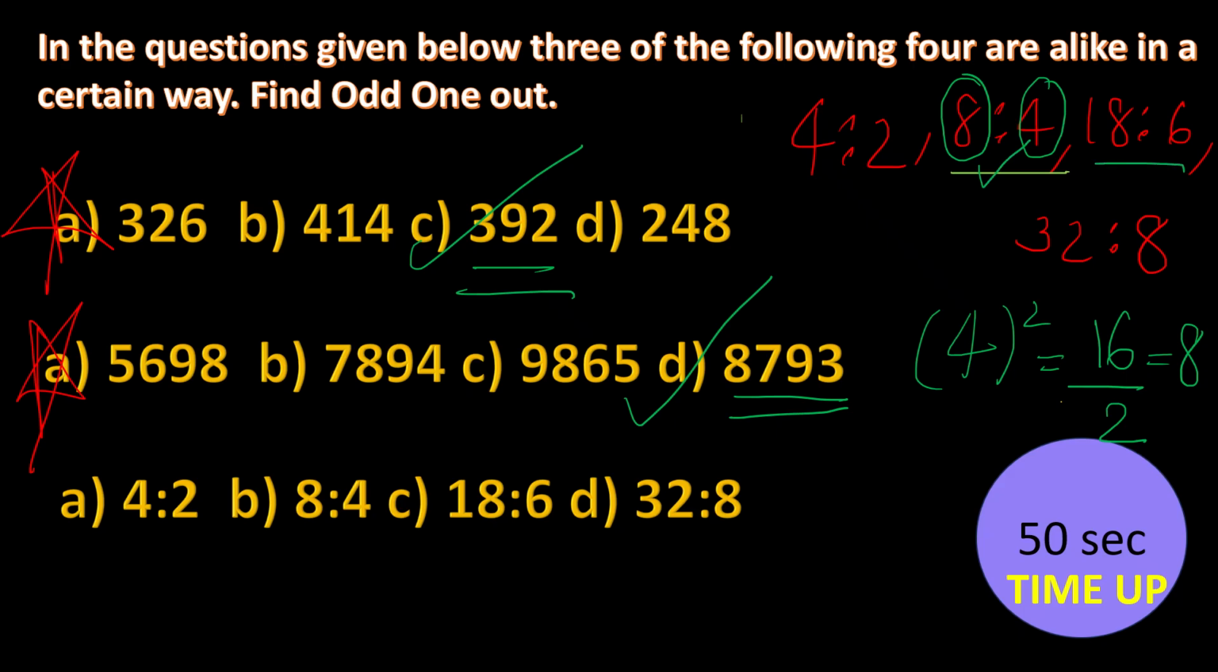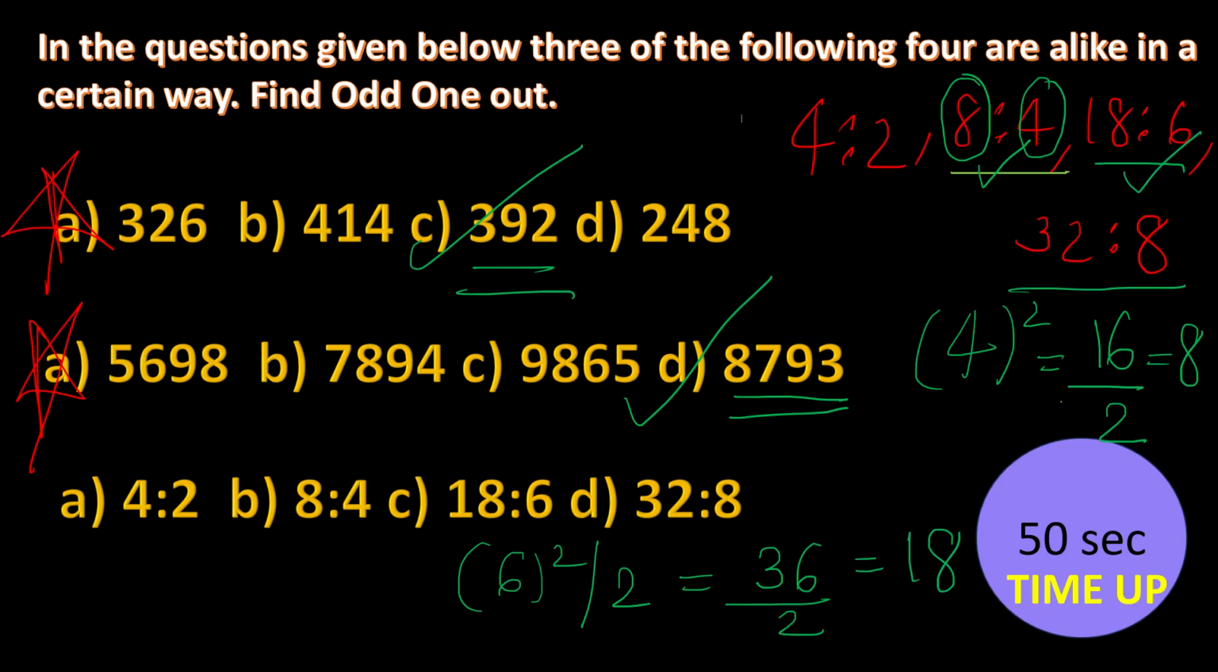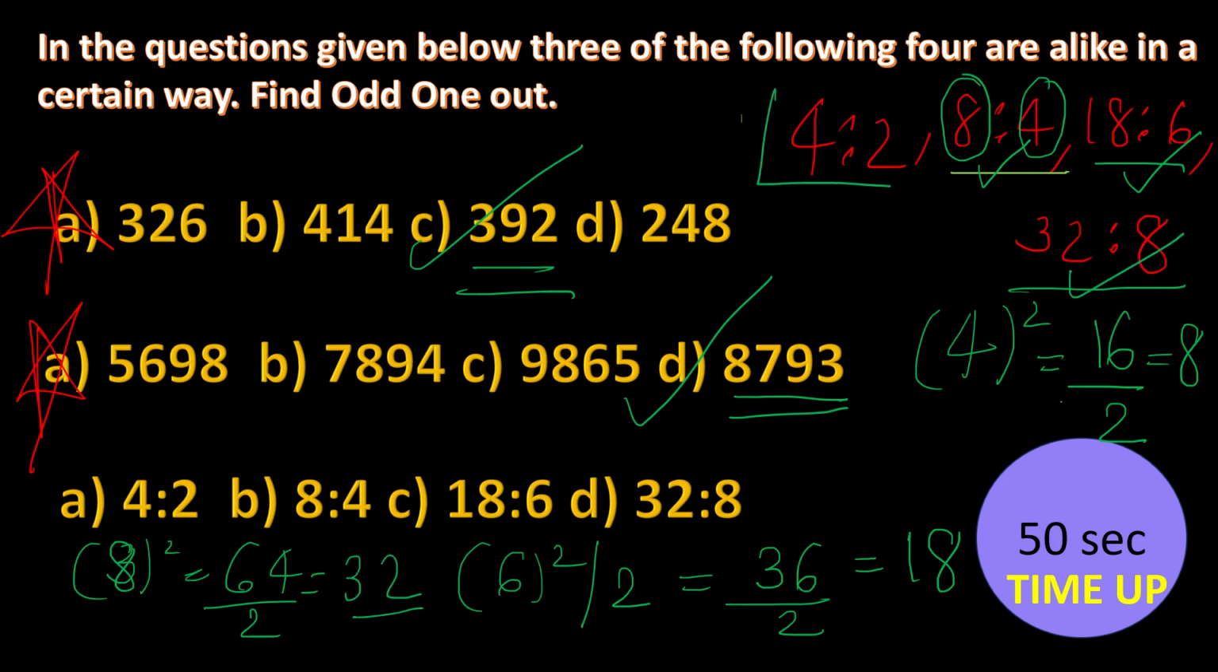Next we will see 18 is to 6. 6 square, second digit square they have taken and divide by 2 they have done. So 36 divided by 2 will be 18. Okay, this also goes. Then take this number. 8 square is what? 64. 64 divided by 2 when you do, you'll get 32. So this also applies. So this should be the odd one out.